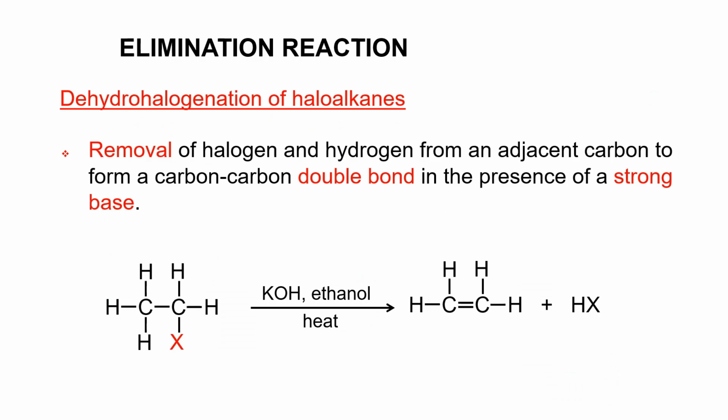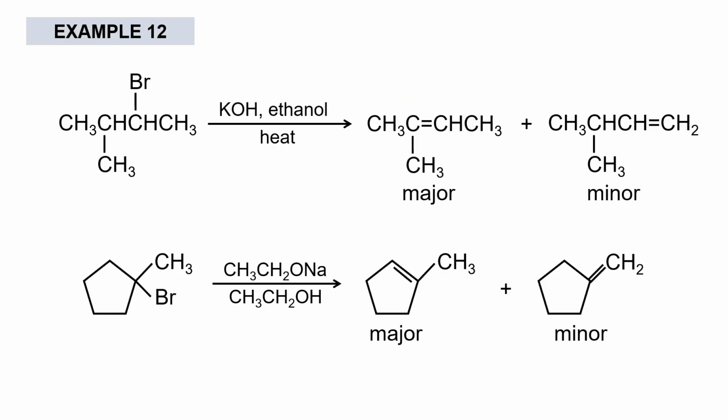In elimination reaction, dehydrohalogenation of haloalkane involves removal of halogen and also hydrogen from an adjacent carbon to form a carbon-carbon double bond, which is an alkene, in the presence of a strong base. For example, we want to remove halogen and also hydrogen from an adjacent carbon atom, either from the right side or the left side of the carbon that bears the halogen.